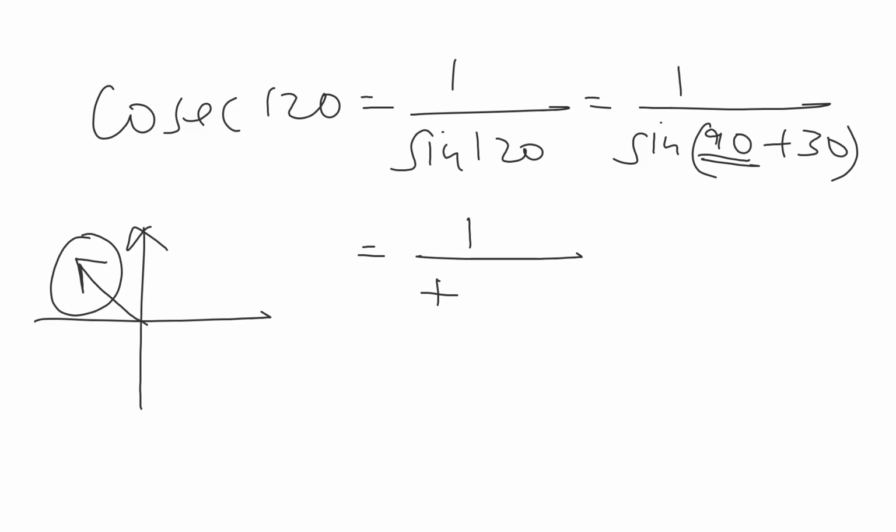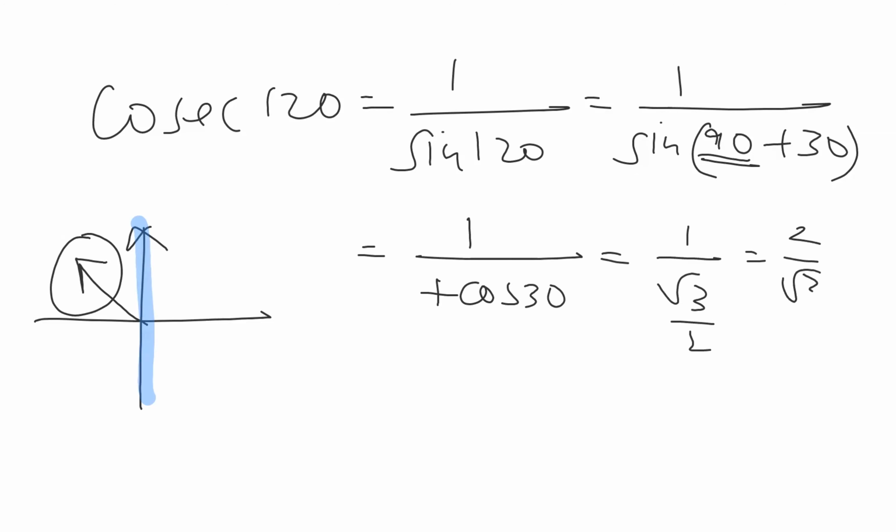In the second quadrant, sine and cosec are always positive. So sine is always positive. And 90 degrees lies on the y-axis. So on the y-axis there are always changes. So what are the changes? Sine changes to cos. So this will be cos 30, so 1 upon root 3 by 2, which is 2 by root 3. So we got the value of cosec 120. Cosec 120 is 2 by root 3.